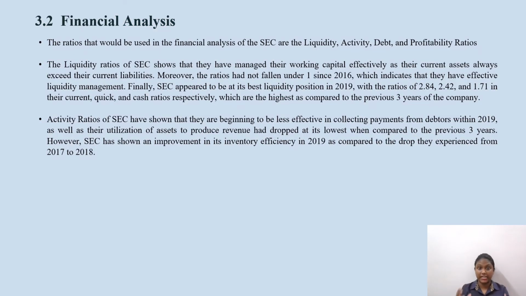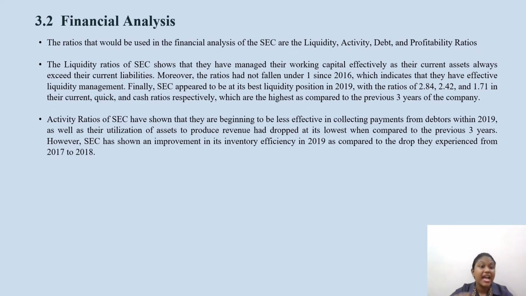This is the financial analysis of Samsung. The ratios that we use in the financial analysis of SEC are the liquidity, activity, debt, and profitability ratios. The liquidity ratio of SEC shows that they have managed their working capital effectively as their current assets always exceed their current liabilities. Moreover, the ratio had not fallen under 1 since 2016, which indicates effective liquidity management. Finally, SEC appeared to be at its best liquidity position in 2019 with ratios of 2.84, 2.42, and 1.71 in their current, quick, and cash ratios respectively, which are the highest as compared to the previous 3 years of the company.